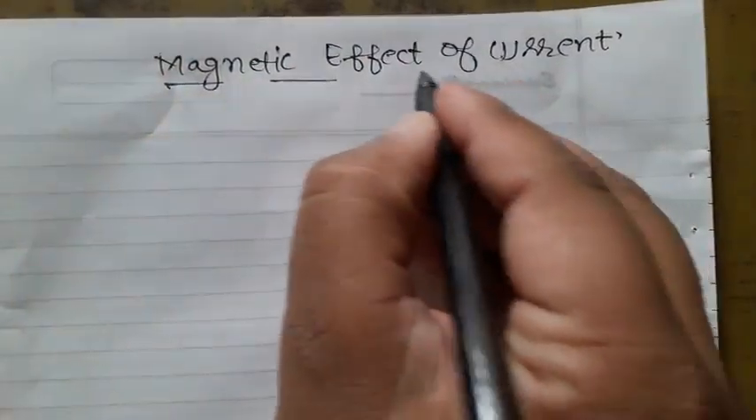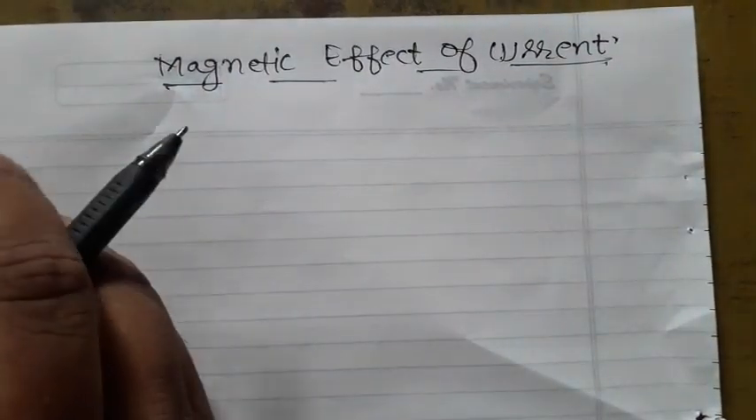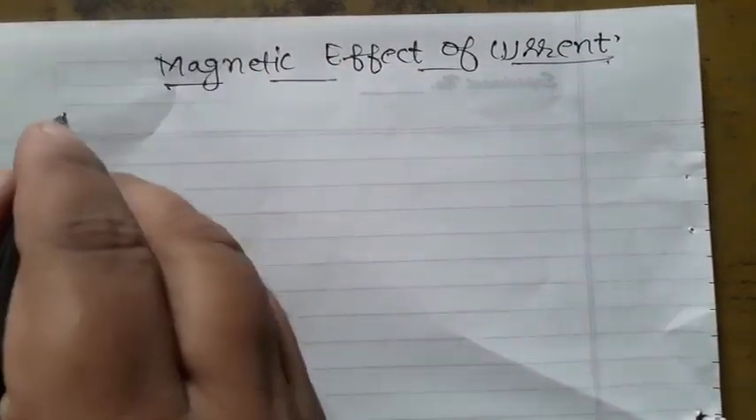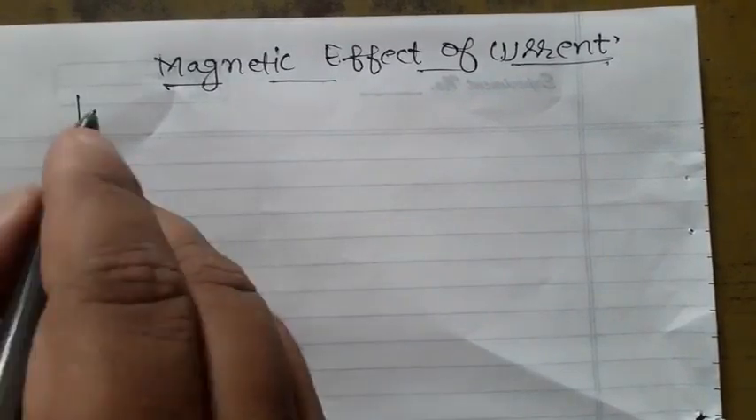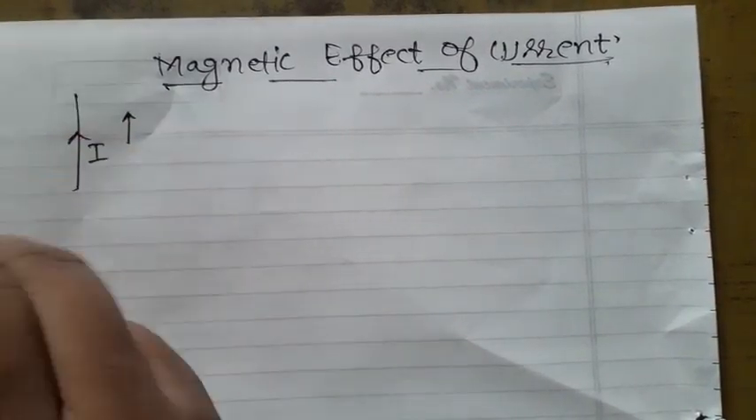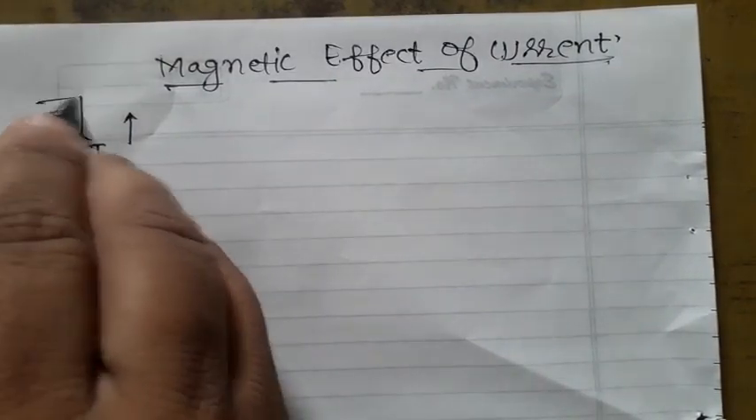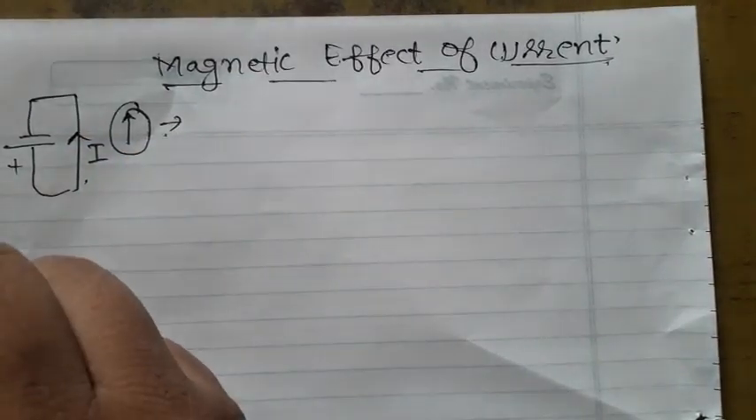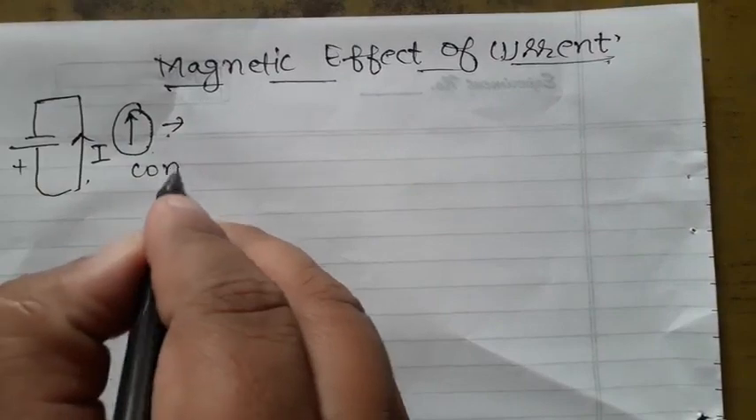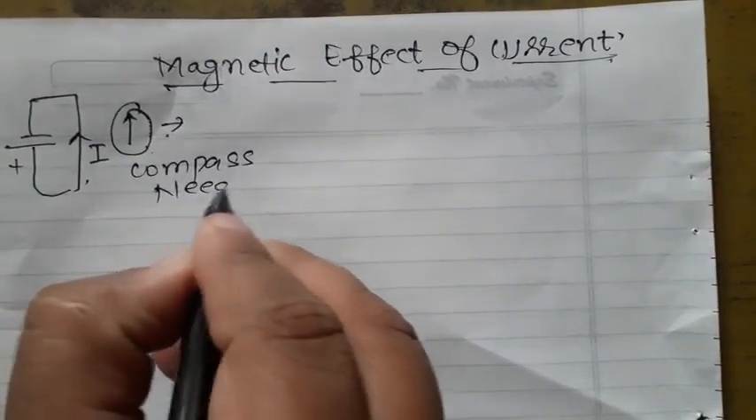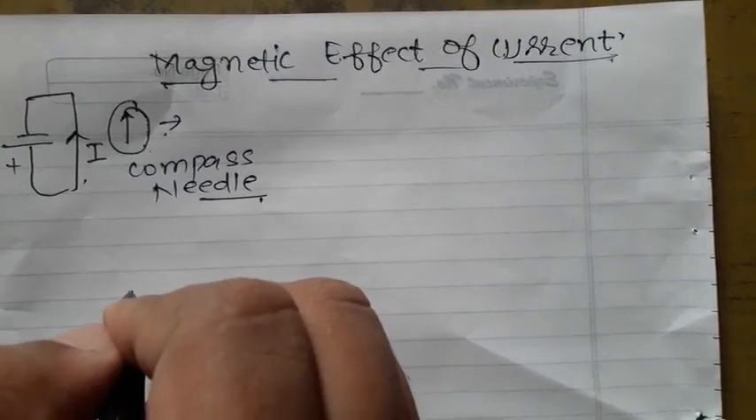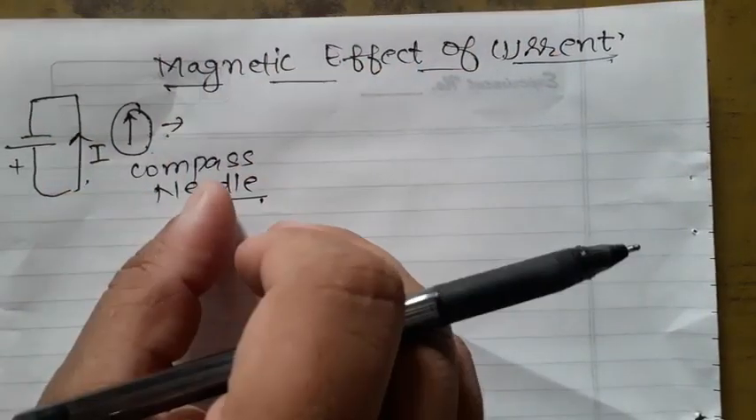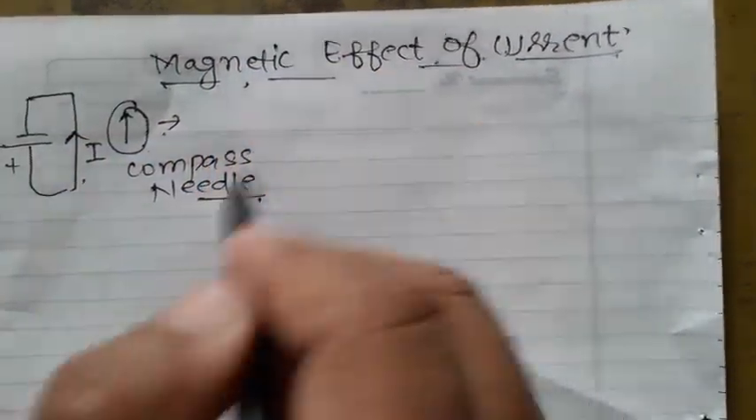In this unit, magnetic effect of current, the first question is, what is the meaning of this statement? Magnetic effect of current means, kya hai bachche, that when you pass current in a wire and you place a compass needle near it, you will observe a deflection in the compass needle. If there is a deflection in the compass needle, it shows the presence of a magnetic field. That magnetic field depends upon a number of factors that we will discuss in this chapter, whose name is magnetic effect of current.